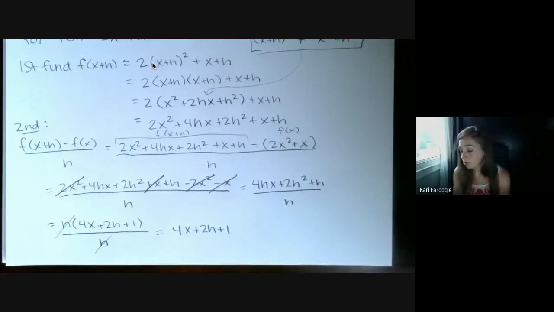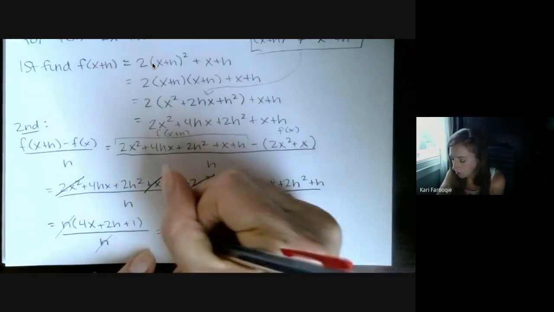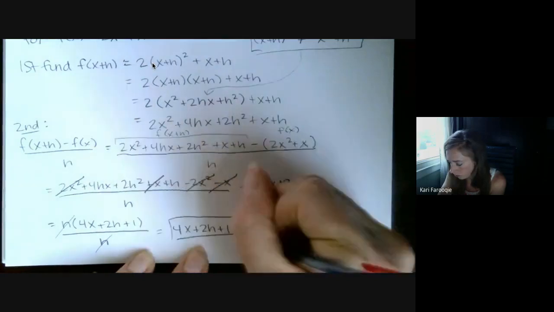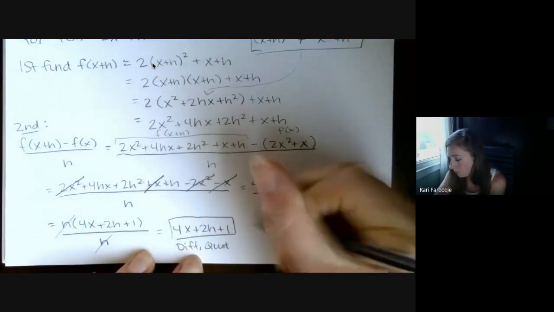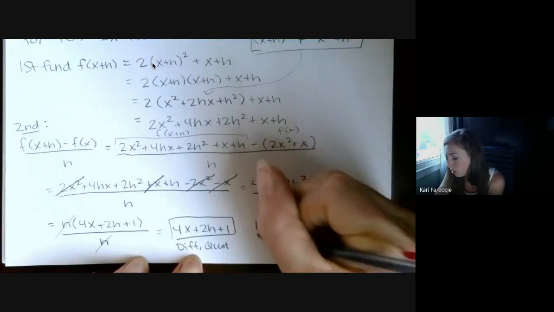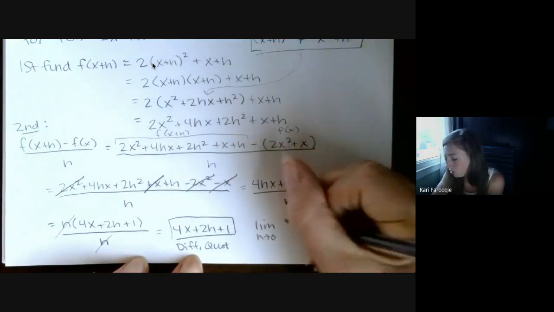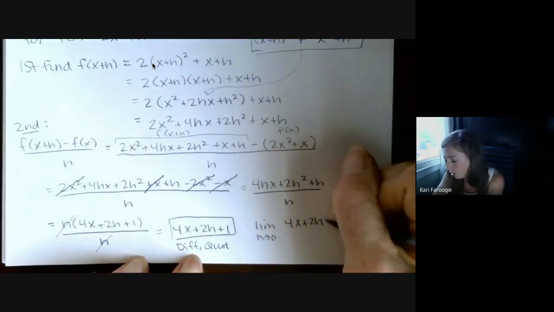All right, now all we're doing is finding the limit as h approaches 0 of the difference quotient. So this is your difference quotient. And we're going to find the limit as h approaches 0 of 4x plus 2h plus 1.